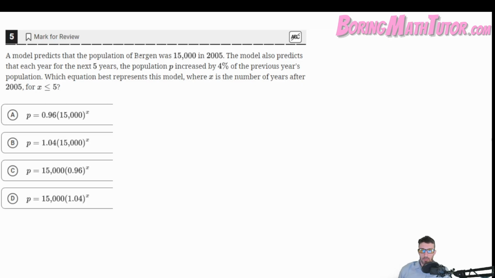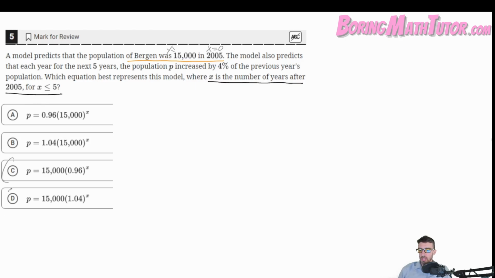All right, we got a population model, and they're saying x is the number of years after 2005. And they're also saying that the population was 15,000 in 2005. Well, if that's true, how many years after 2005 was it when we were in the year 2005? 0 years. We have waited 0 years since 2005. So that means when x is equal to 0, our y should come out to 15,000.